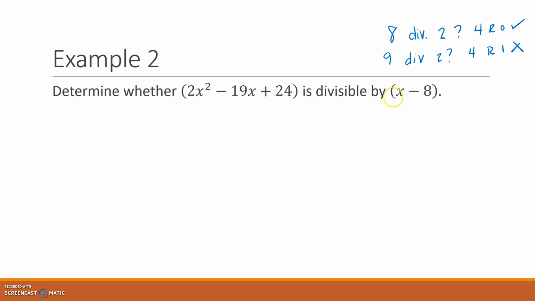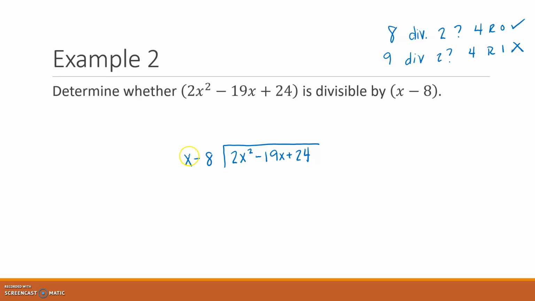So which number, or which phrase, which expression, that's the word, is going to go inside of our division sign? Is it going to be the first one or the second one? It's going to be the first one. I'm going to put 2x squared minus 19x plus 24 inside, and then I'm going to put x minus 8 outside.